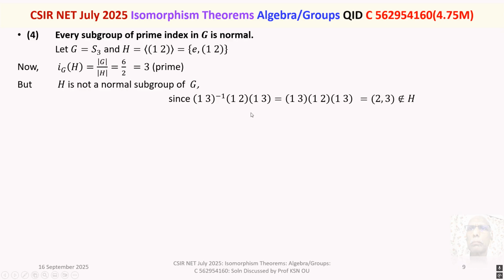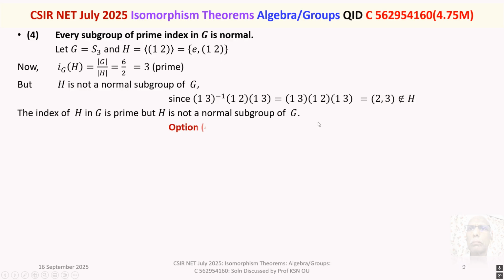So g inverse h g is not in H. Therefore, it is not normal. So the index of H in G is a prime number, but H is not a normal subgroup of G. Hence option 4 is not true. So we have seen that only options 1 and 2 are true. Therefore, the answer to this question is options 1 and 2.